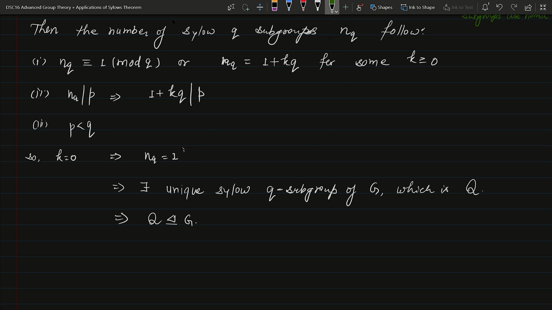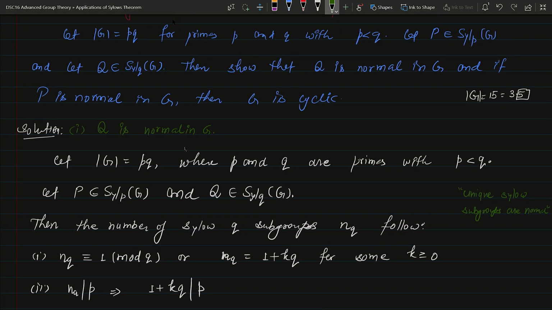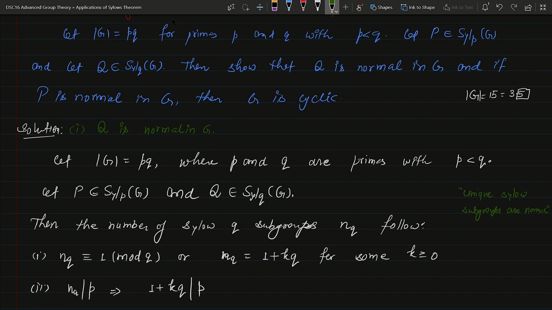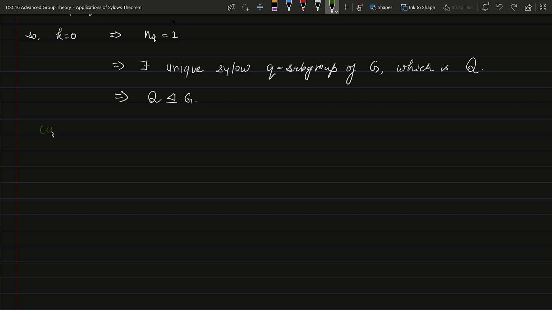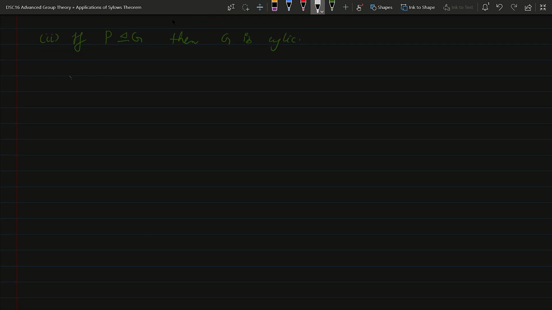Now we are going to prove that whenever P is normal in G, then G is cyclic. This we have to prove. This is going to be the second part of our proof. So if P is normal in G, we are having a condition here: we are not sure that P is always normal like Q. In that case, whenever P is normal, then G is cyclic. That we will prove. Again we will consider the number of Sylow p-subgroups and apply the conditions on the number of Sylow p-subgroups. So let me write the first one. What is the first possibility?